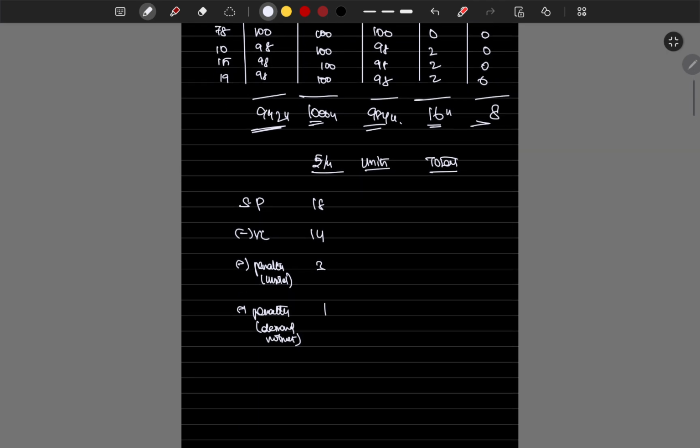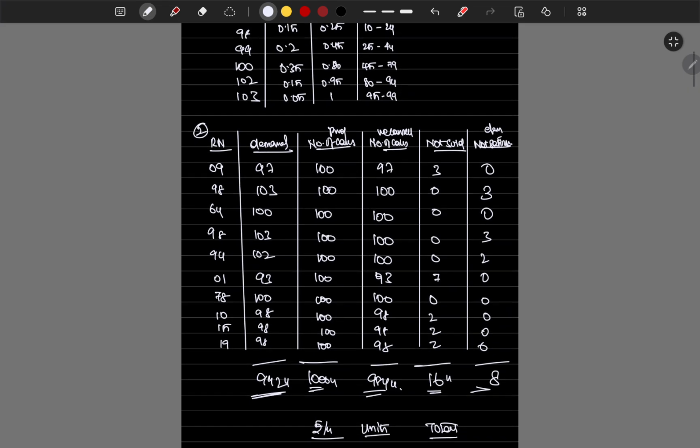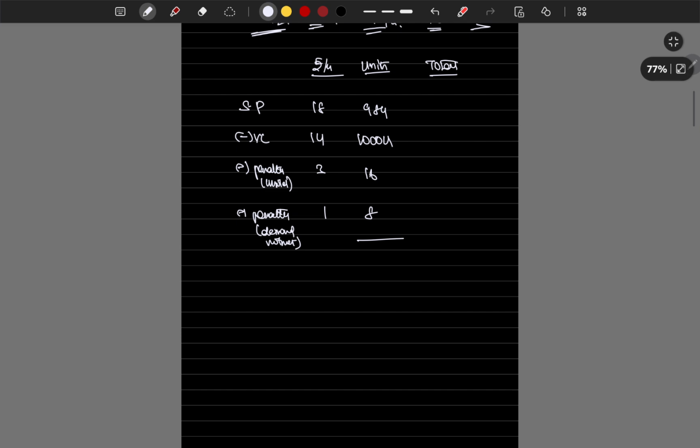So the number of units we have sold is 984 units. Variable cost is for the entire cakes we are expending, so 1000 units. The penalty for unsold cakes is 3 rupees for 16 units. Penalty for not met, which is 8. So multiply all these up. 18 into 984, which is 17,712, minus 14,000. Then 3 into 16, which is 48, and 8.